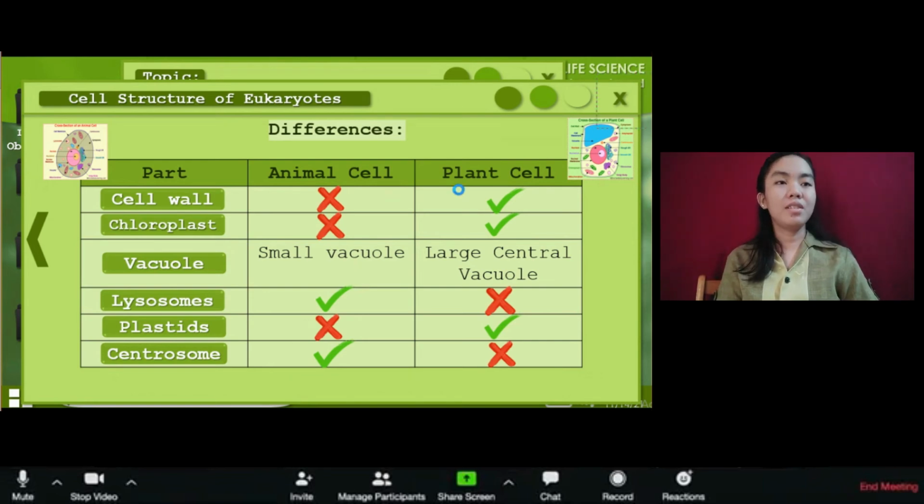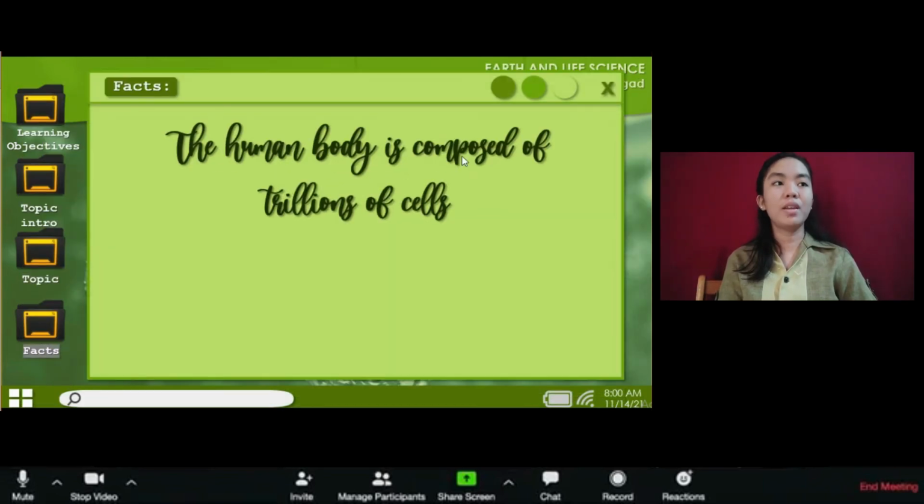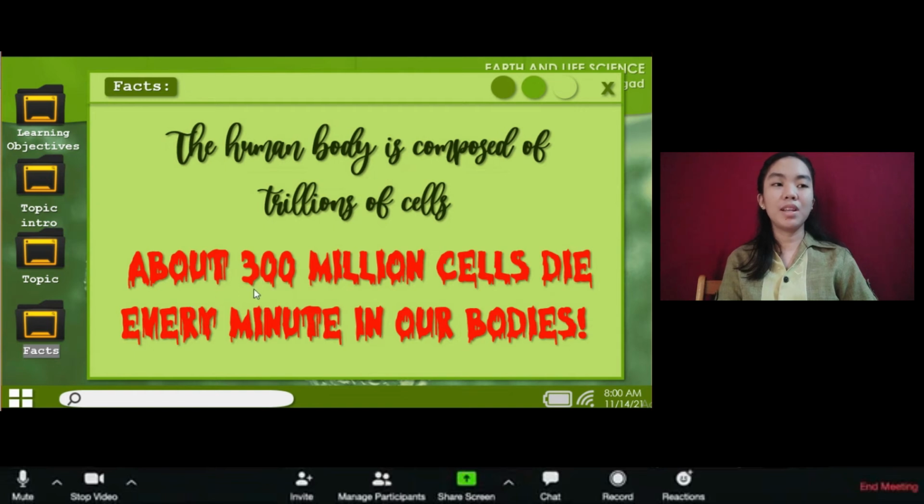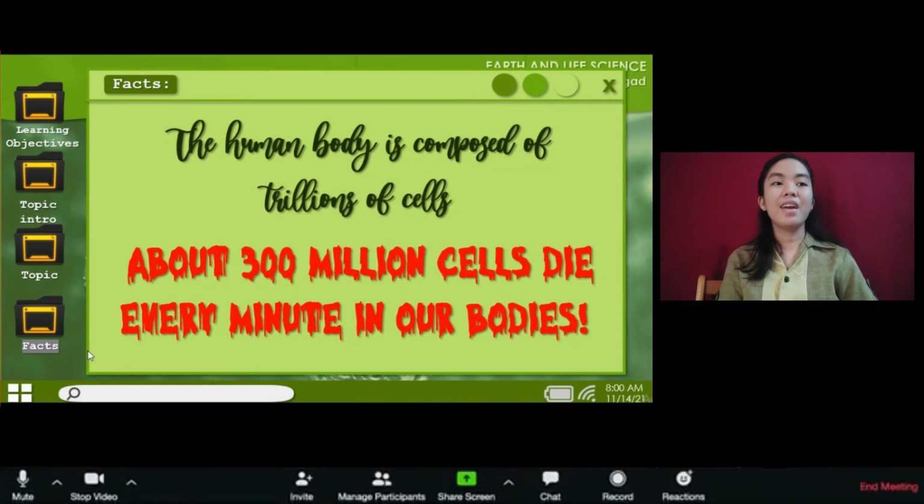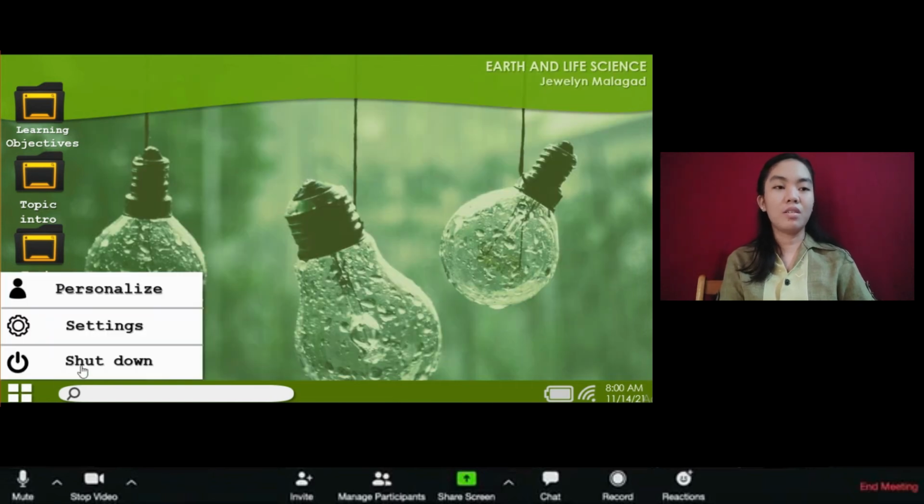So, lastly, let's go with the facts. So, the human body is composed of trillion of cells, and about approximately 300 million cells die every minute in our body. But don't worry, class, because that cell is necessary for us to replace those old and broken ones. So, mas problem siya kapag hindi na mamatay yung cell ng isang tao or ng isang organism.